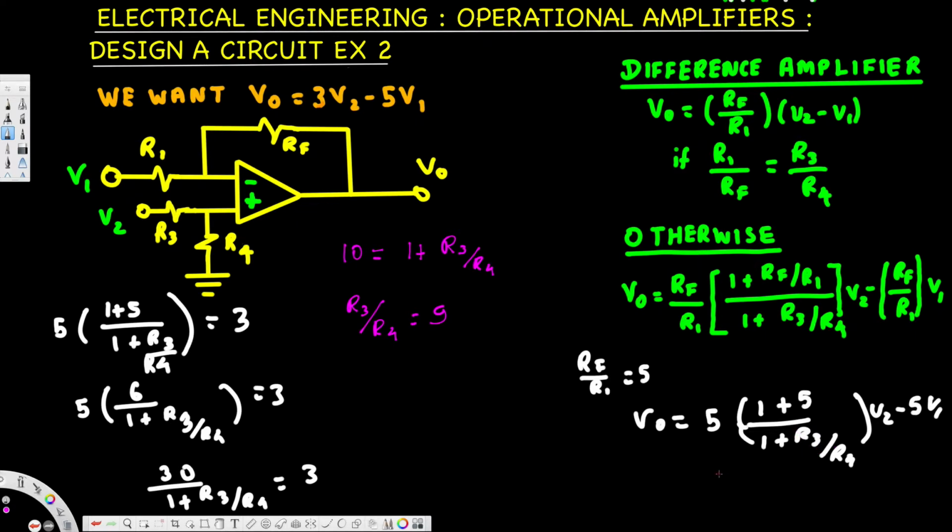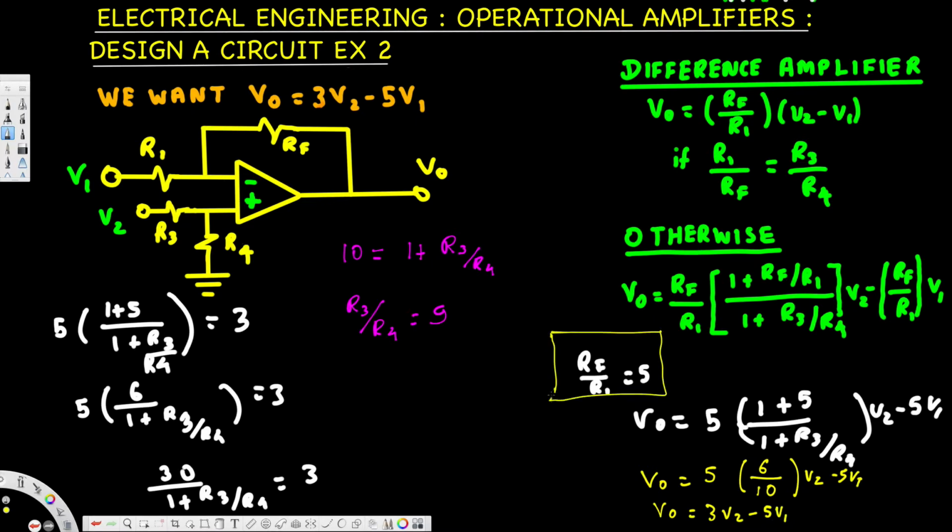In that way you can see, if we plug 9 right here, VO is going to be equal to 5 times (1 plus 5, that's 6) over (1 plus 9, that's 10), times V2 minus 5V1. Then 5 times 6 is 30, and 30 divided by 10 is 3. So VO is equal to 3V2 minus 5V1. These are the two ratios that work: RF over R1 is equal to 5 and R3 over R4 is equal to 9.